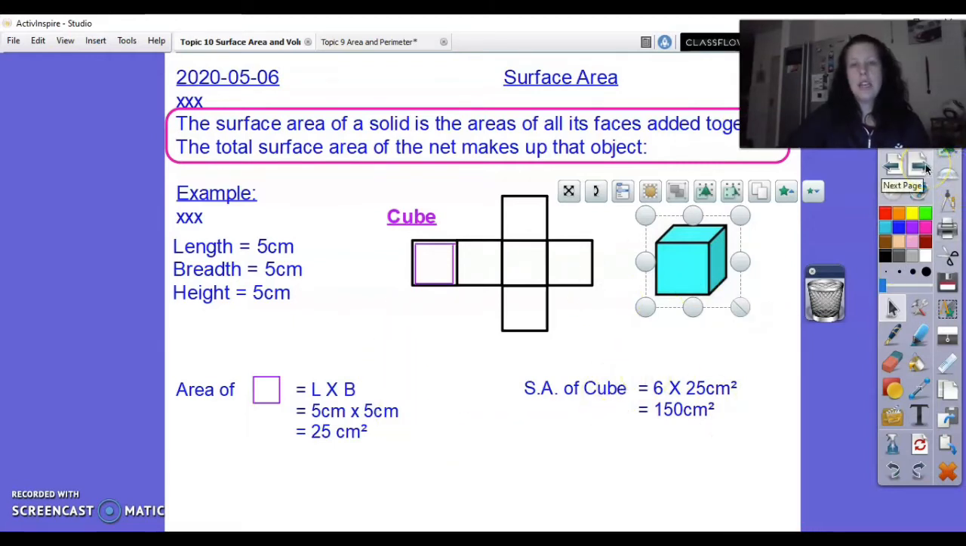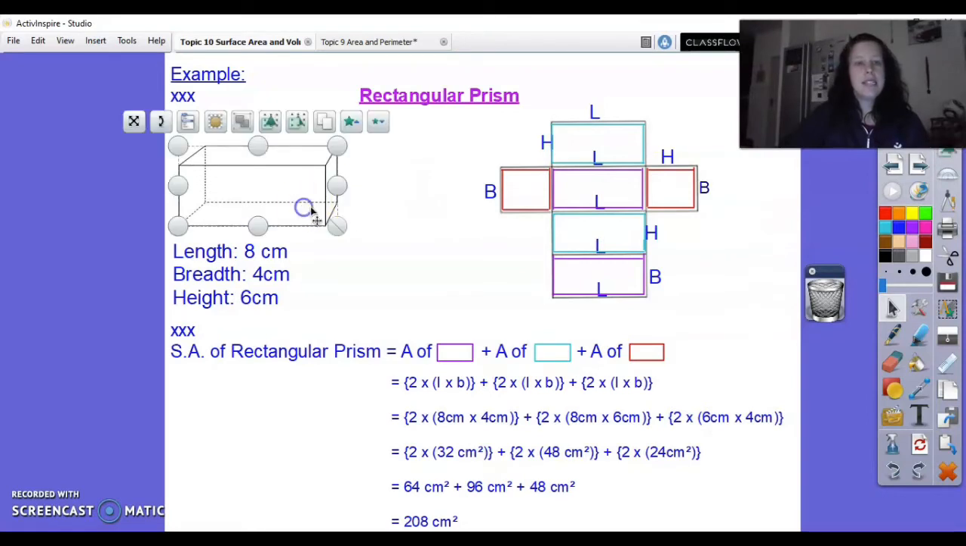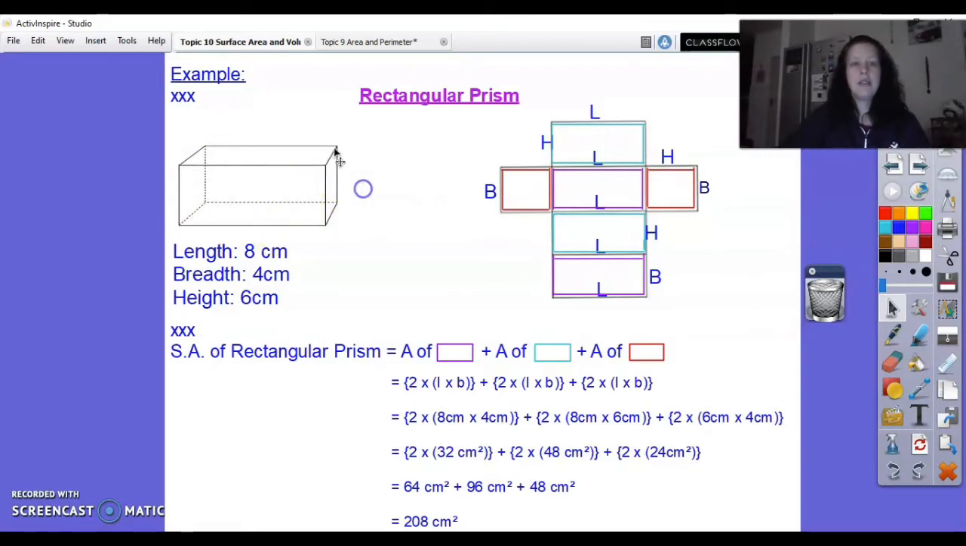The next 3D object that we are looking at is our rectangular prism. And I know this might look like a little bit of a confusion. Don't worry, I'm going to go over it step by step with you. Right, so here is my rectangular prism on the left. This is what a rectangular prism looks like, or a cuboid. If I were to unfold it now, I have got my net.